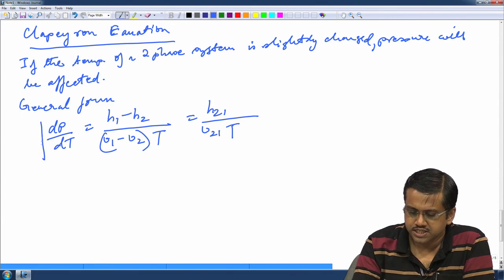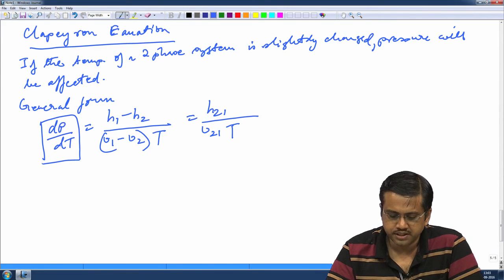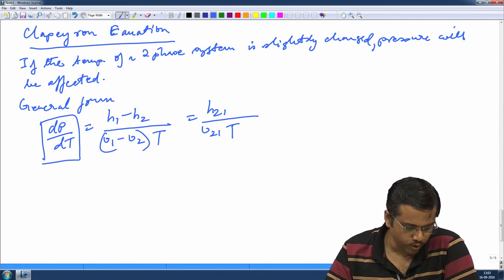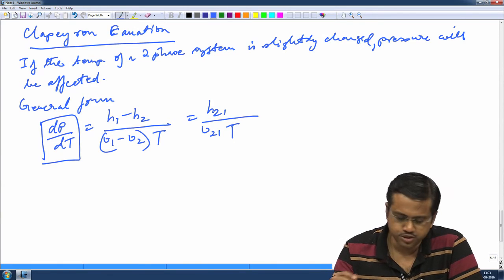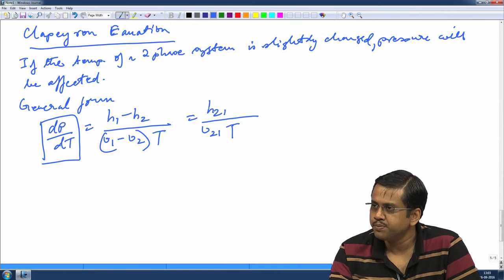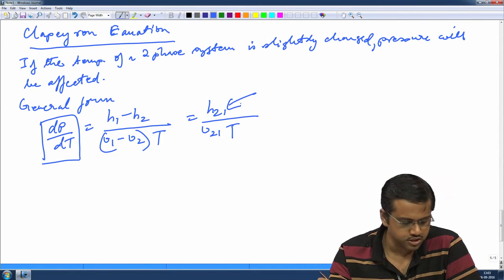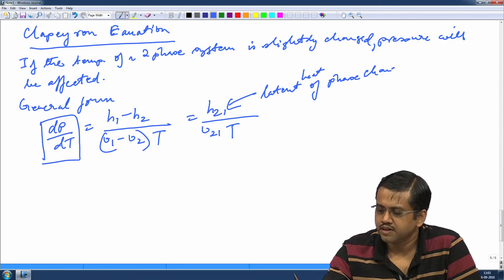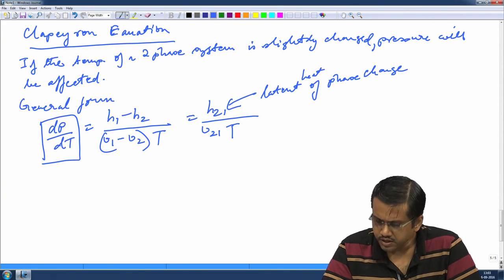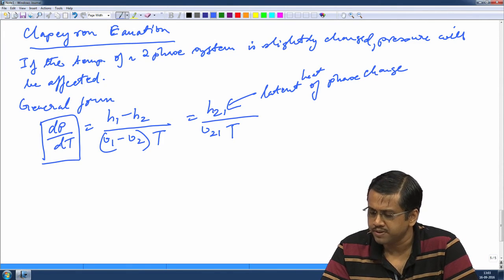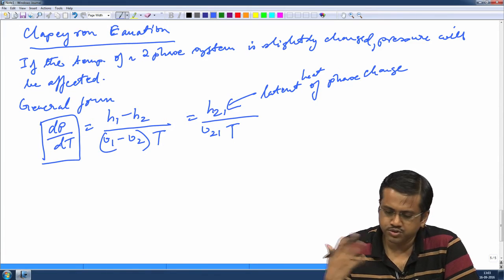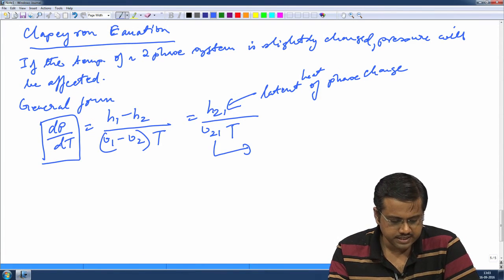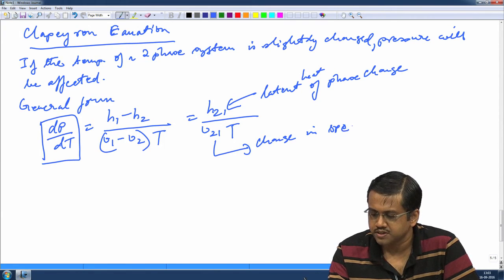So, the change in pressure and the change in temperature, essentially it is a slope. The slope, that means this is the relationship between pressure and temperature, is related to the latent heat of the phase change. That means the phase changes from 2 to 1 or 1 to 2, whatever that may be happening. So, it is the latent heat due to the phase change, and this one is the change in specific volume during phase change.